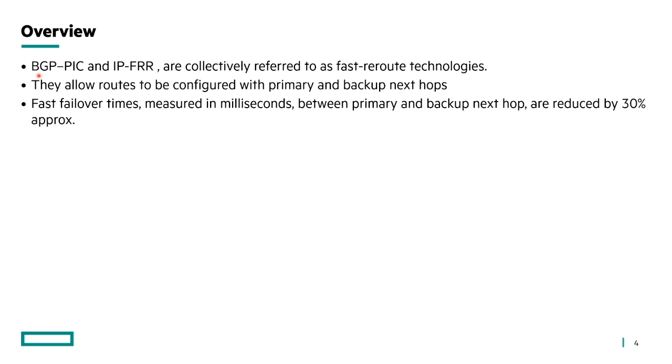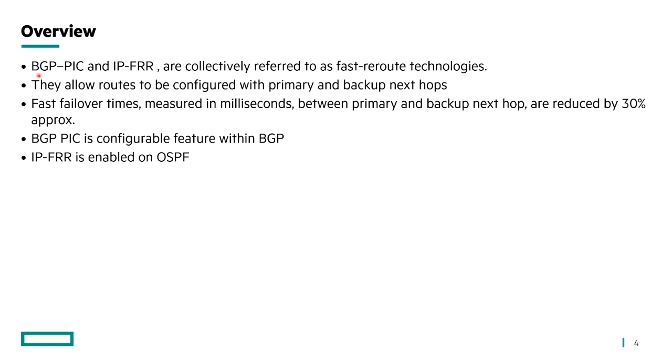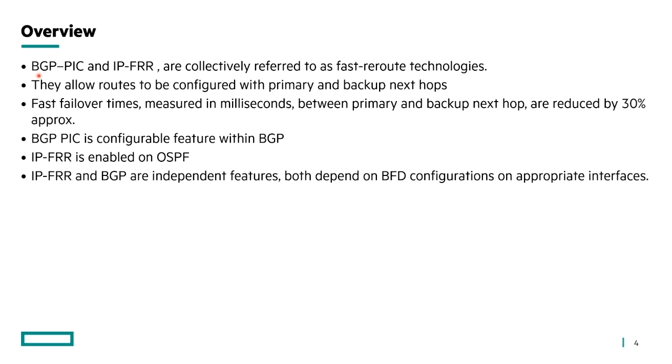And these are the timings that we've had with a fully loaded system supporting the maximum amount of primary and backup next hops, so that's a conservative value. BGP PIC is configurable with BGP, and IP FRR is enabled on OSPF. They are both independent features, but they both depend on BFD configurations on appropriate interfaces, but they can be configured independently. Just a note, only IPv4 unicast routes are supported today.